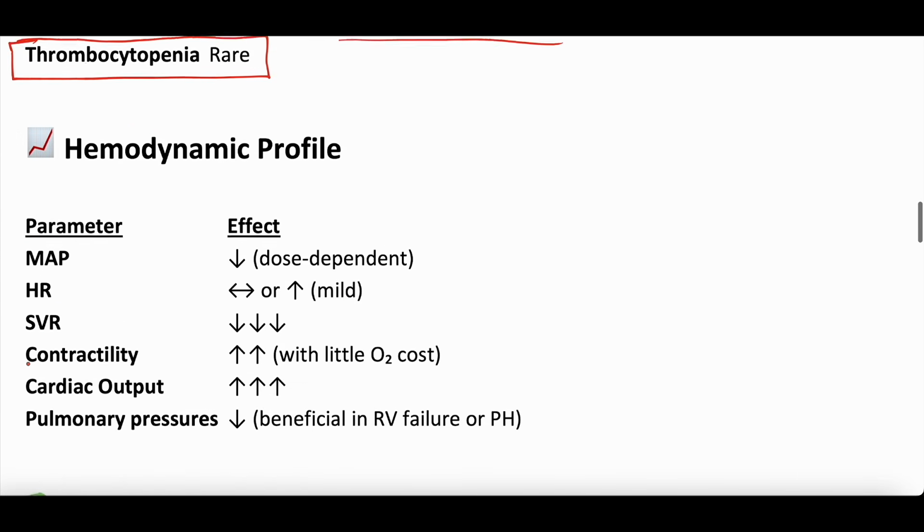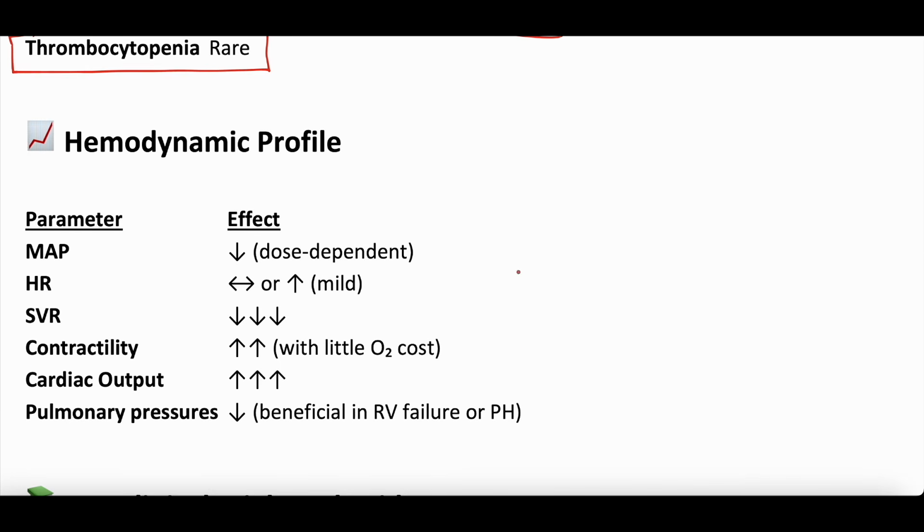The hemodynamic profile here is related to the mechanism we talked about. So for systemic vascular resistance and mean arterial pressure, remember we said it causes vasodilation, so it's going to cause a decrease in systemic vascular resistance, which will then lead to a decrease in mean arterial pressure. It does not tend to affect heart rate. It does not tend to cause the heart rate to go up. It can sometimes mildly, but not to a large degree.